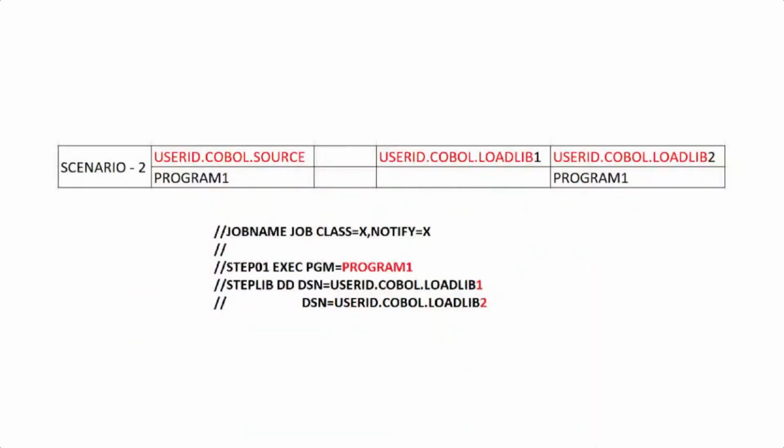Let's take another scenario. We have program one, and we generated the load module into load library two. So we have a list of load libraries. Then how can we execute? We can give the step library in sequence order. So the program one load module will be searched for in load library one. If not found, then it will search in load library two. When it is found, it will be executed from there.